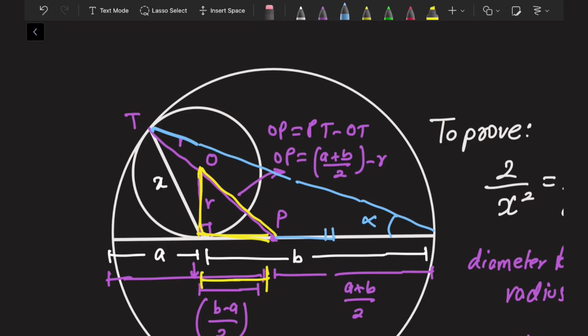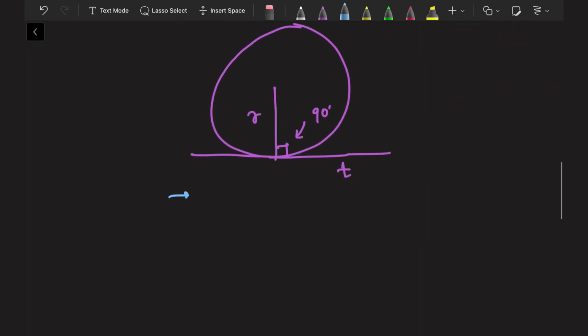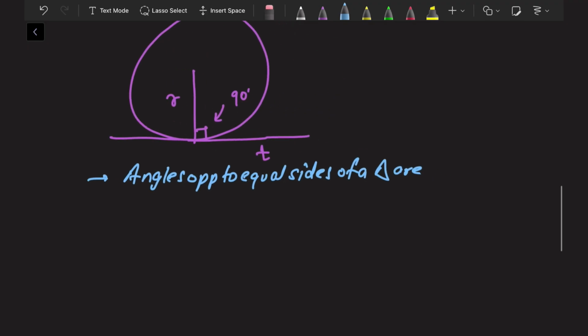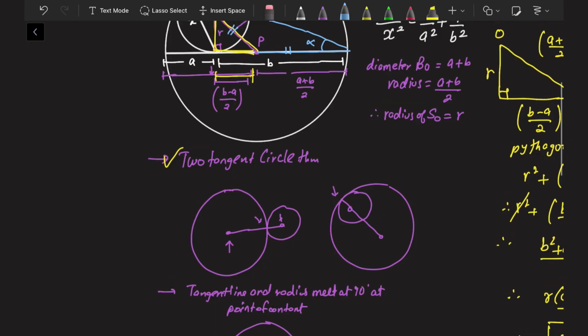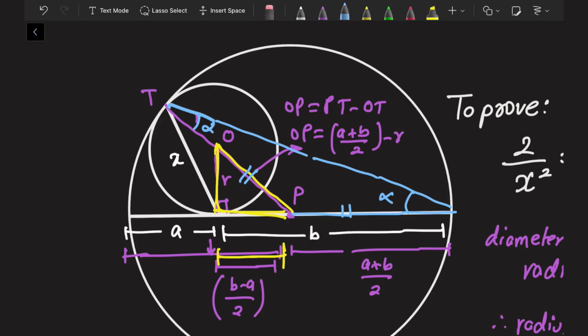Now look carefully. This is the radius from P to this endpoint, and so is the length PT. Hence this angle would also be equal to alpha, because of this theorem: angles opposite to equal sides of a triangle are equal. So basically in a triangle, if two sides are equal, then these two angles would be equal. So alpha would be alpha over here also and there also. Then by the exterior angle property, we can have this particular angle as equal to 2 alpha.